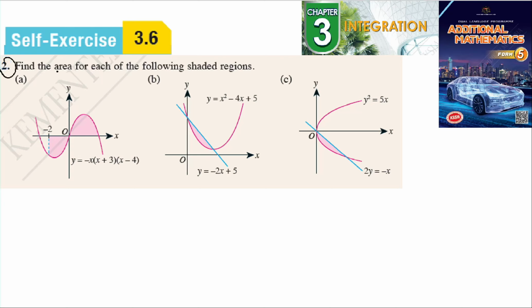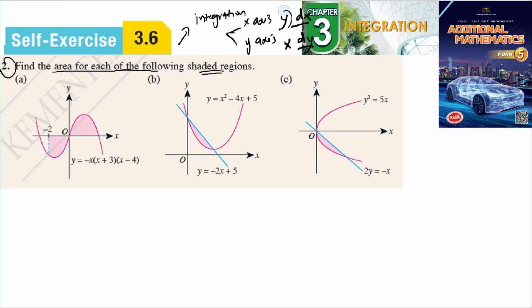Number 2, find the area for each of the following shaded regions. So you see here, for the following, we know that we are going to do integration. And we have to see if it is attached to the x-axis or y-axis. So if x-axis, it is the y, and if y-axis, it is the x. So dx means y dx, and dy means x dy.